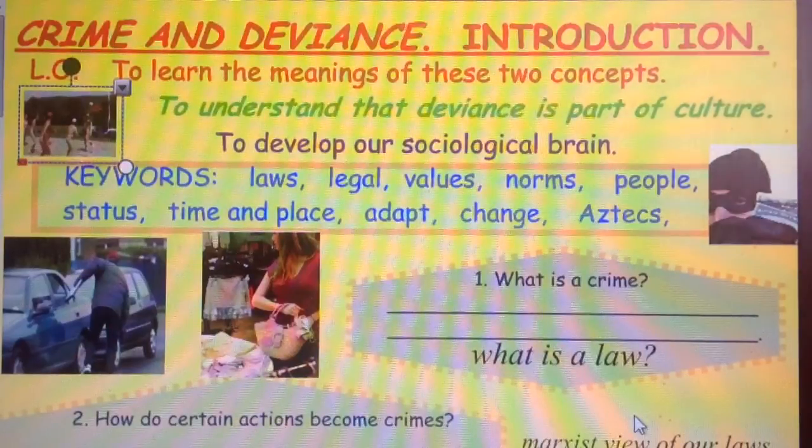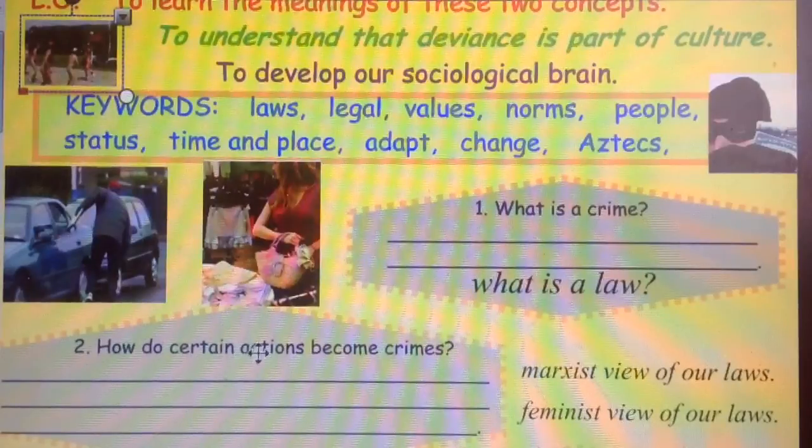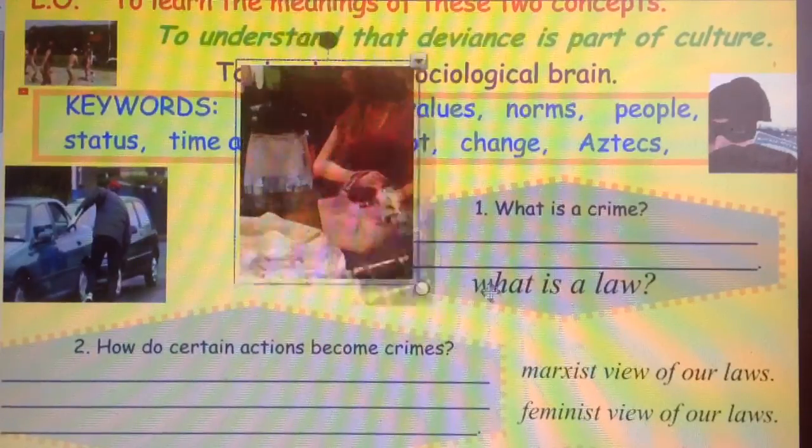What is a law? A law is a written rule. It doesn't exist in the same way that gravity exists. A law is a written rule, written by us. It leads us to the question: how do certain actions become crimes? How did this become a crime?